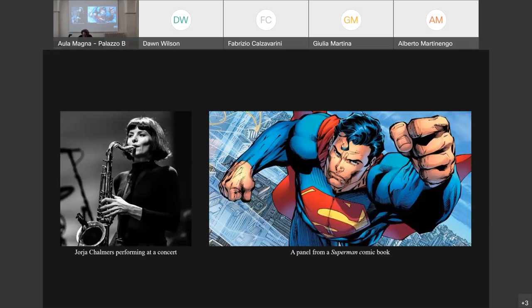Image carrier, image object, and image subject. For example, the difference between an image of a fictional person, here a picture of Superman, and an image of a real person, for example, a picture of Georgia Chalmers, a terrific musician. And I know she's living, I saw her on a stage.